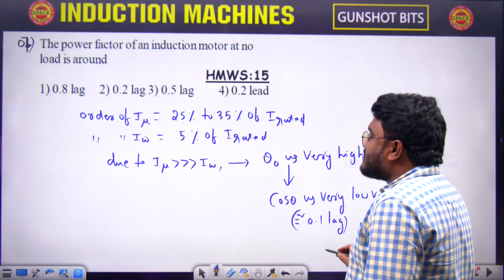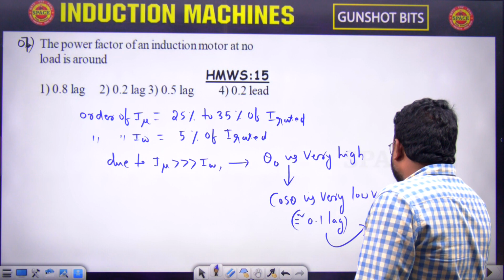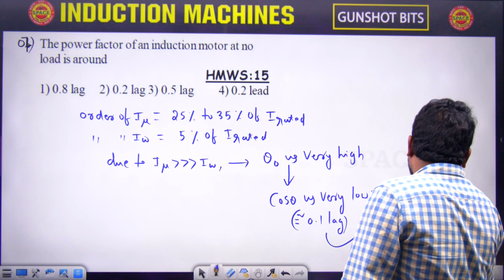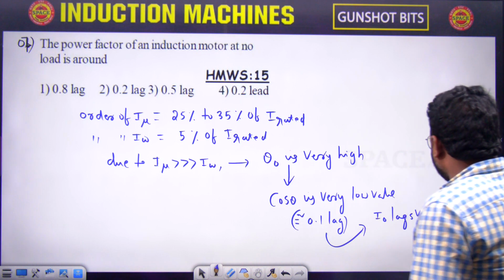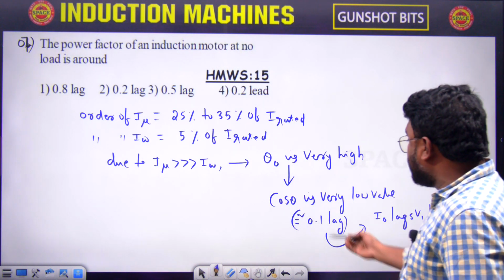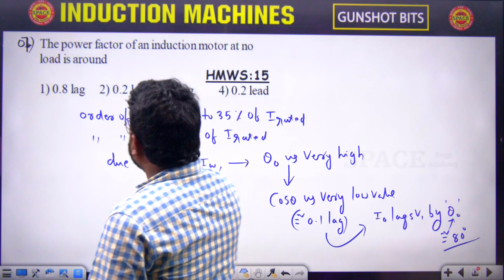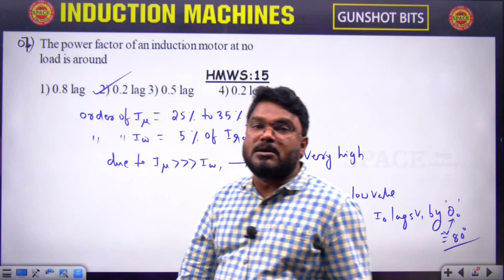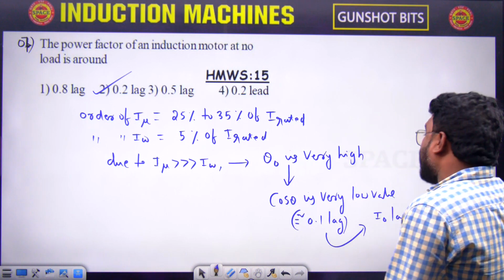So why is it a lag? Suppose this is the no load current I naught, which lags the applied voltage by angle theta naught. This theta naught angle is nearly equal to 80 degrees. That's why it is 0.1 lag, but the nearest given option is 0.2 lag. So the answer for this question, 0.2 lag, is the correct one.